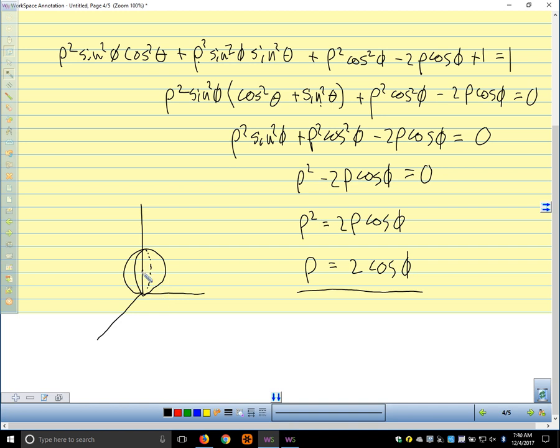This would be 0, 0, 1. And in polar coordinates, that would be our circle. So very similar idea. This should be a 2. There we go.